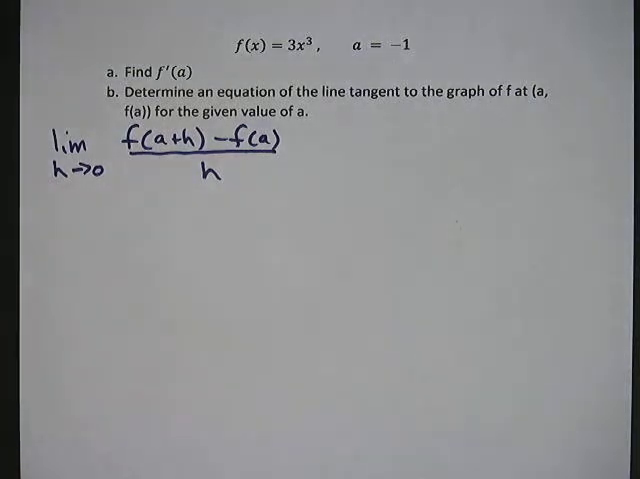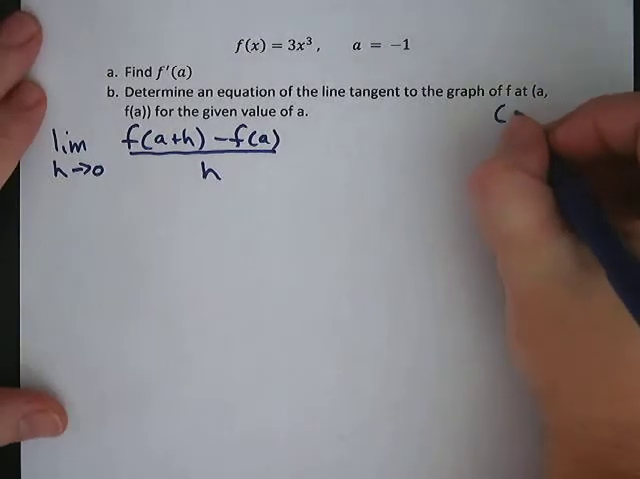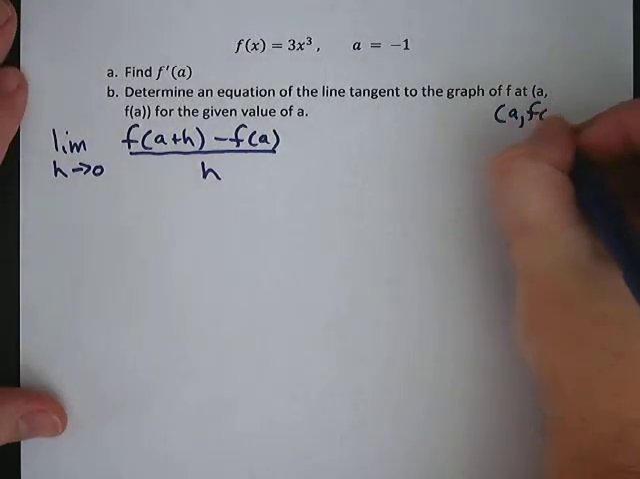Okay, in this problem, we're given f of x is equal to 3x cubed and a is equal to -1. We're asked to find the derivative at a, and then we're going to find the equation of the line tangent at a comma f of a.